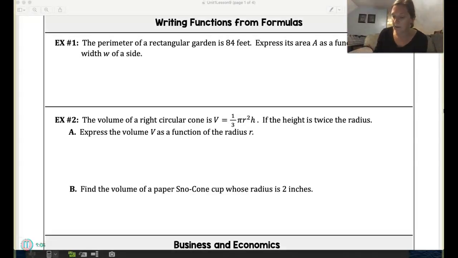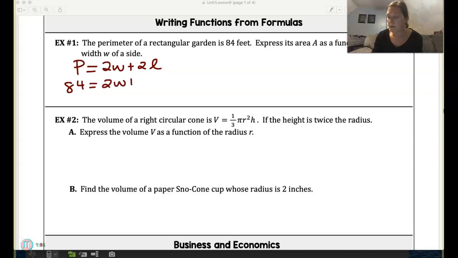Okay, here we go. Okay, so do we remember how to find the perimeter of a rectangle? The formula is P equals 2 times the width plus 2 times the length, right? And they're telling us in that first sentence that the perimeter is 84. So here I have an equation of 84 equals 2W plus 2L.